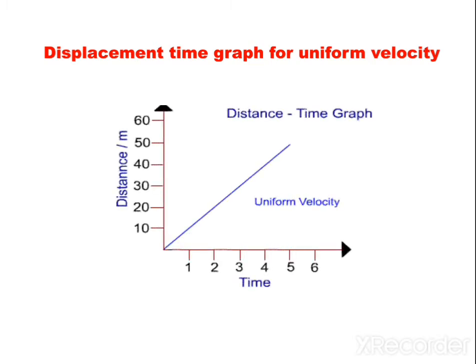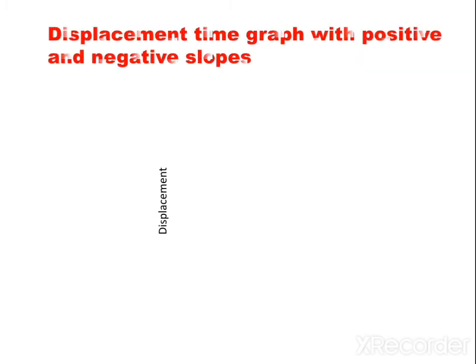So the graph for displacement time of uniform velocity is given by the straight line passing through origin. You can see a straight line, blue color line here, which is passing through origin and always straight line. Okay, we'll move to the next graph, that is displacement time graph with a positive and negative slopes.